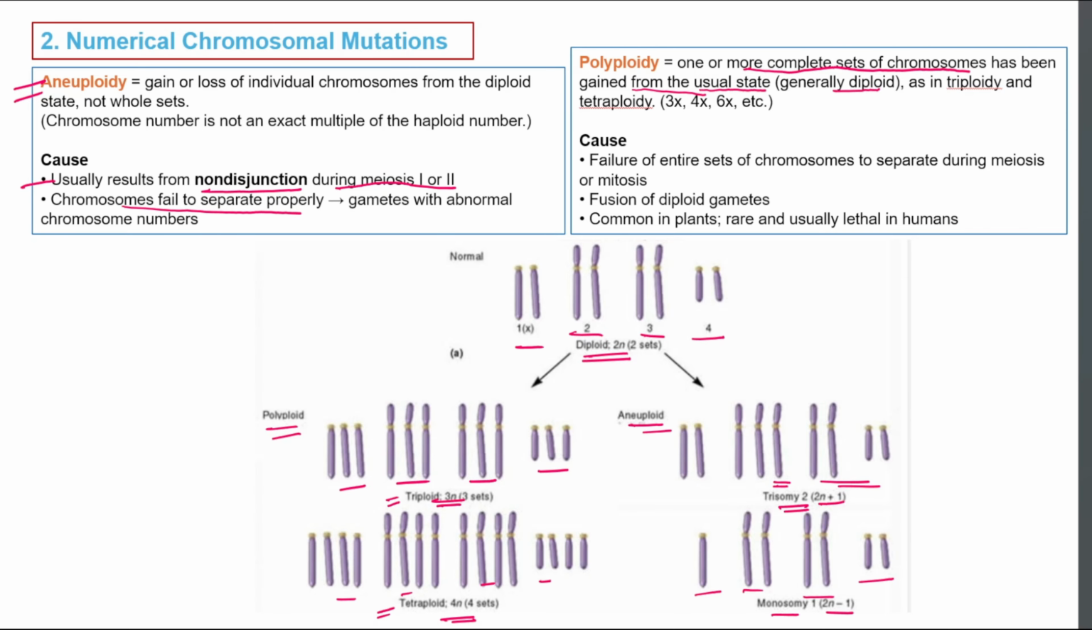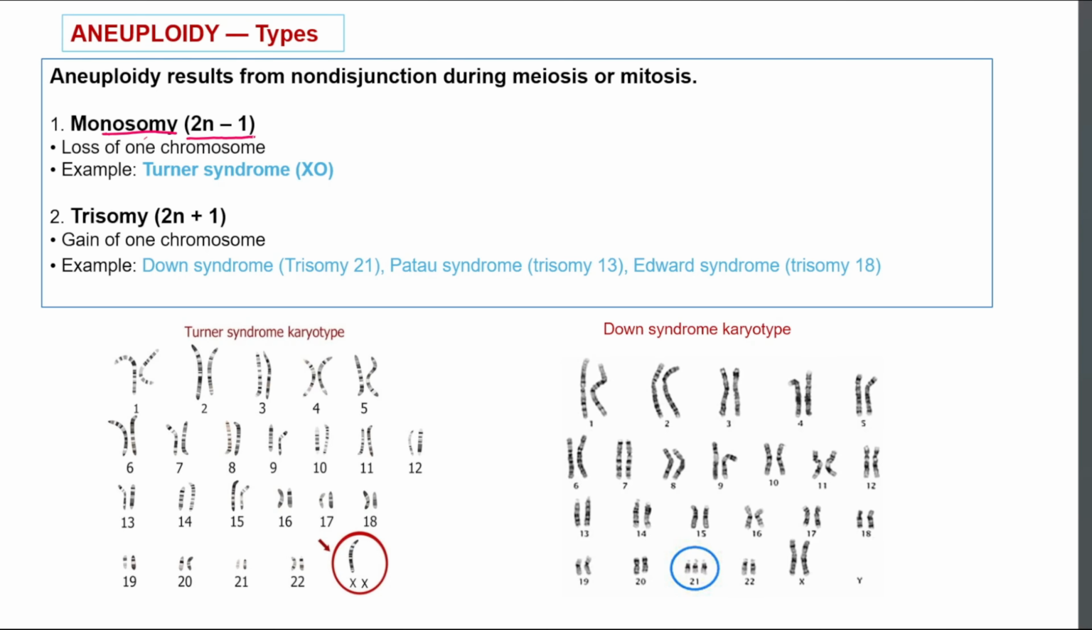So a different type of aneuploidy is monosomy, 2n minus 1, where there is loss of one chromosome. An example is Turner syndrome. This is the Turner syndrome karyotype. Turner syndrome affects only females. It occurs when an X chromosome is completely or partially missing. A normal female has 46 chromosomes, like 46XX. But in Turner syndrome, the karyotype is 45X or X0. One chromosome is lost. This is called monosomy, 2n minus 1.